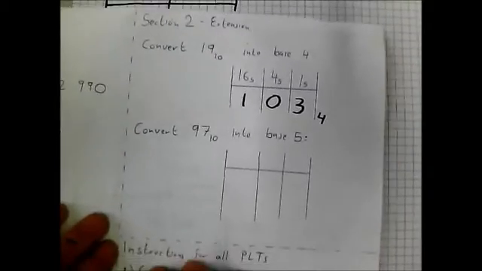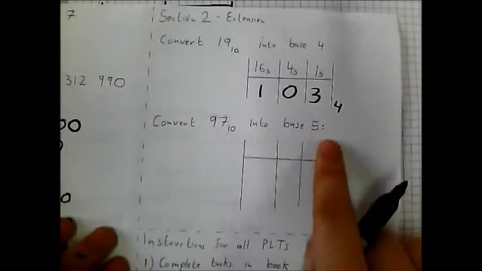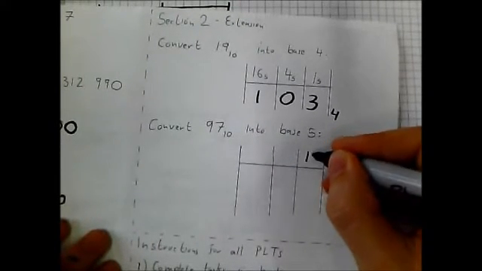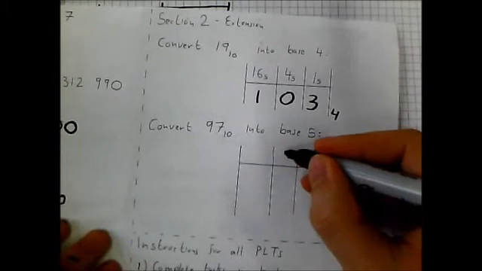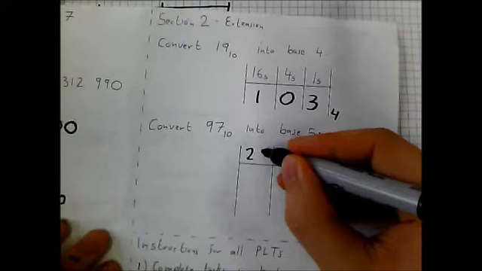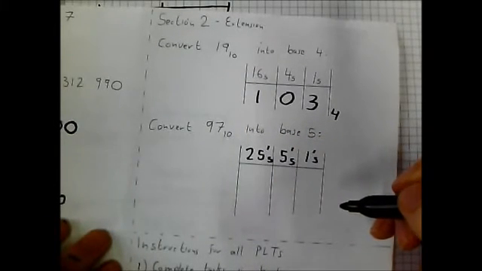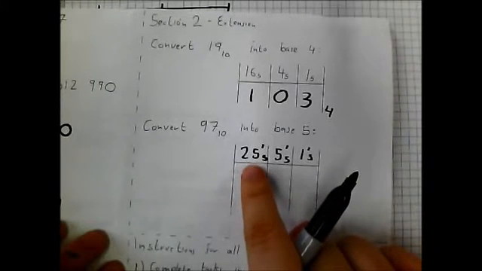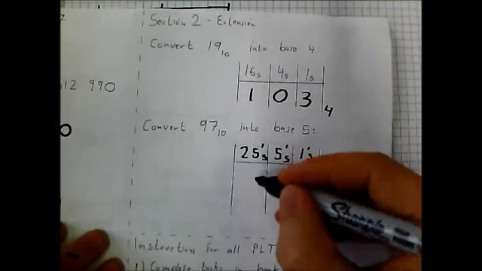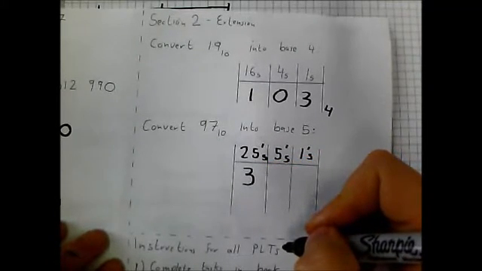Now let's try the same thing again. 97 in base 10. We would like it in base 5. First thing we need is our place value system. So we've got 1s, we've got 5s, and then we have 25s. Okay, so we need to decide how many 25s do we need to get to 97 or below it. The answer will be 3 25s, which gives us 75.